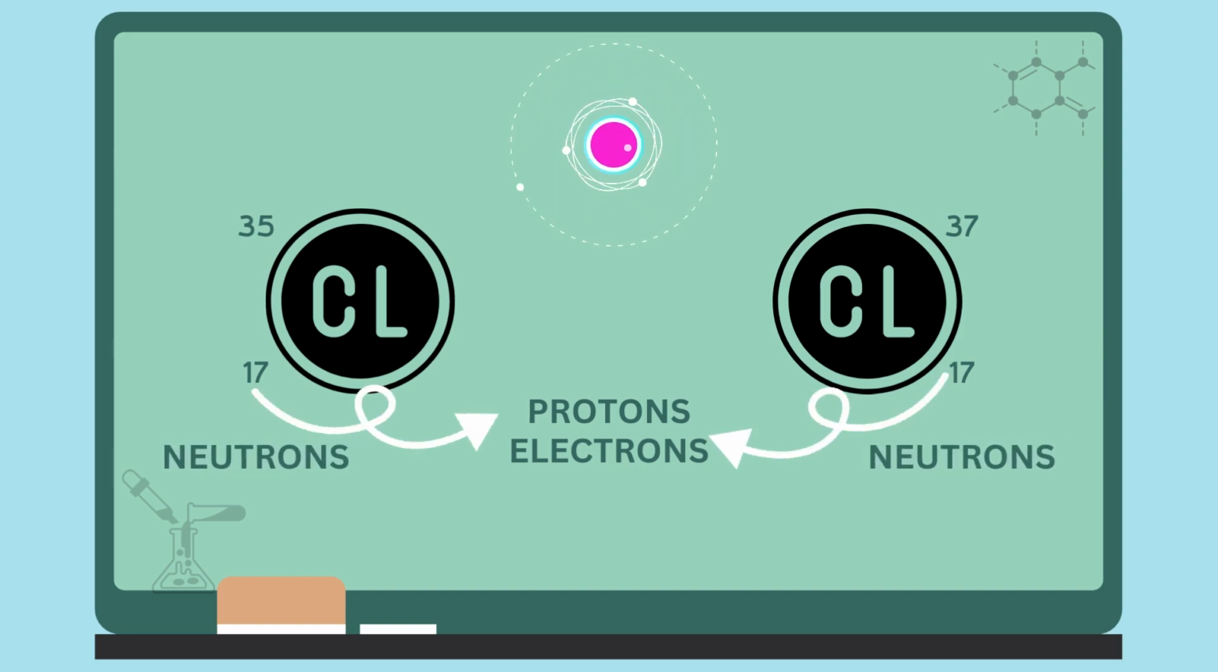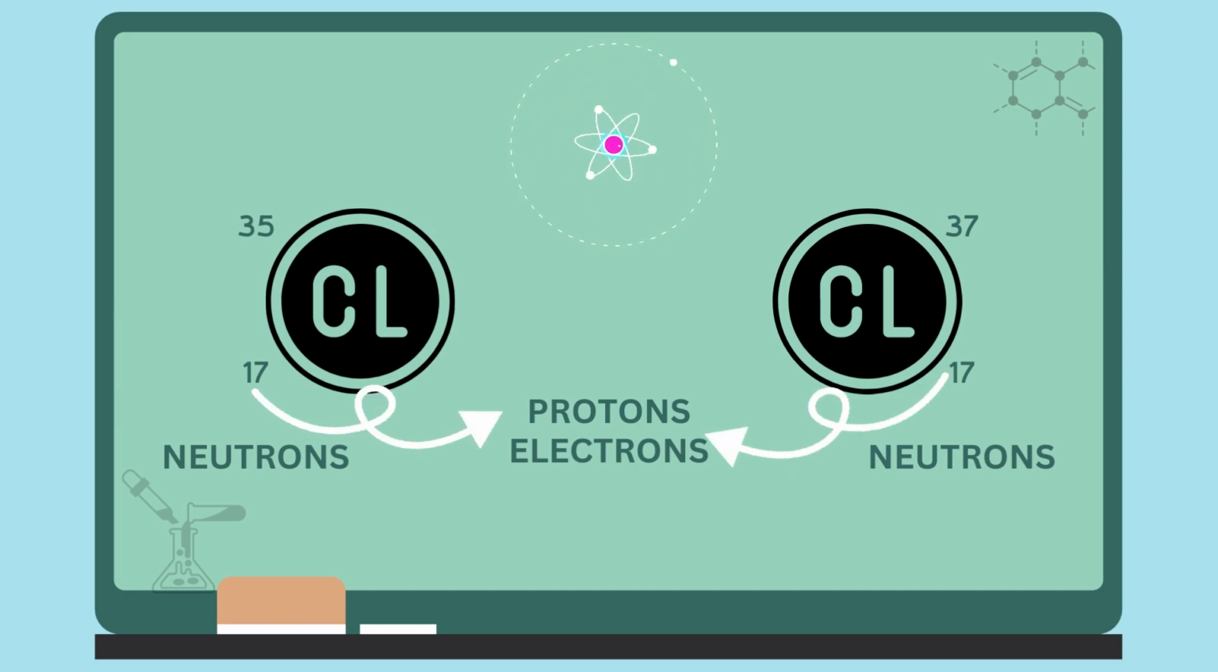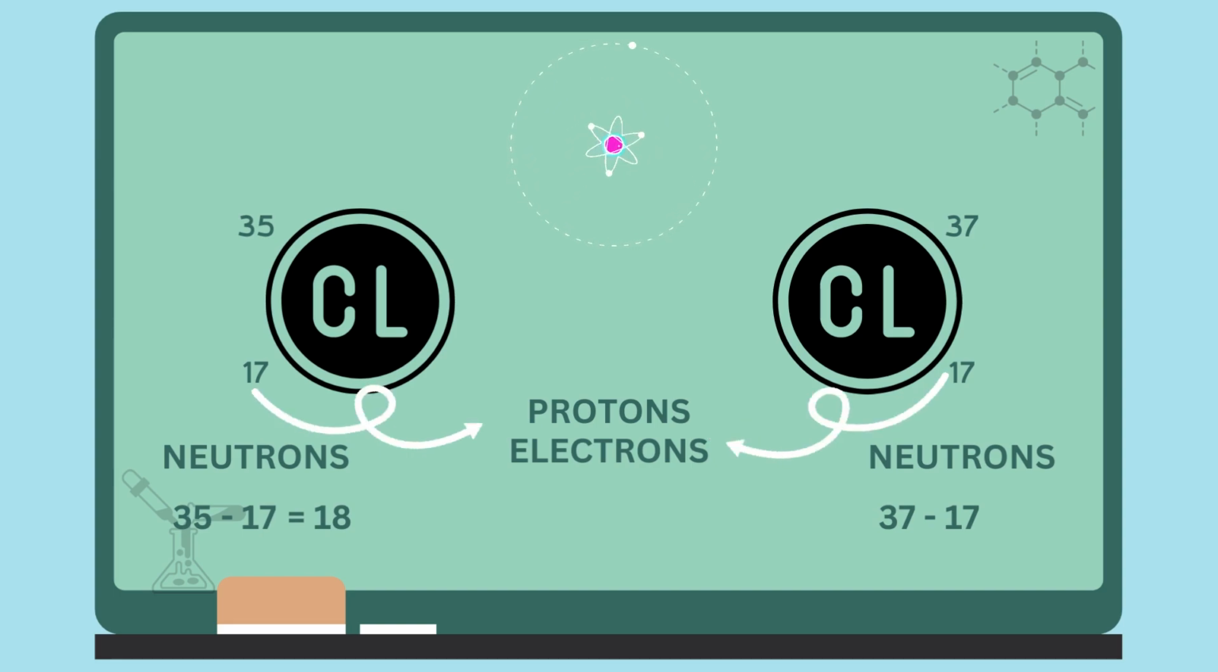The neutron number, however, would be the result of subtracting 17 from 35 for the one on the left and 17 from 37 for the one on the right, which ends up in the neutron number 18 for the atom of chlorine on the left side and the neutron number 20 for the atom on the right side.